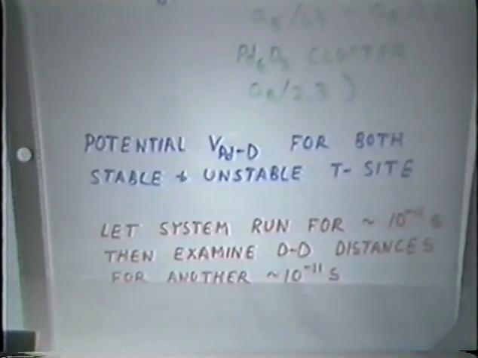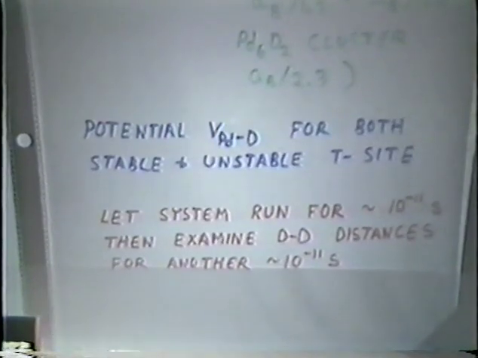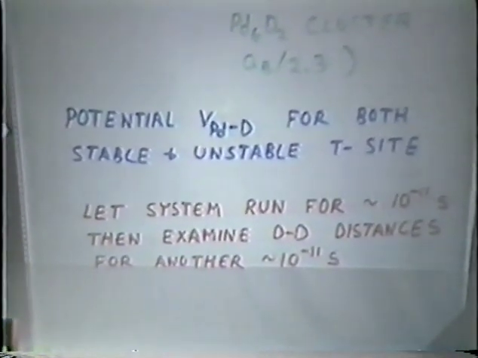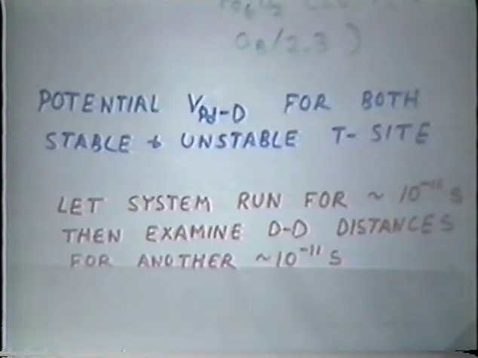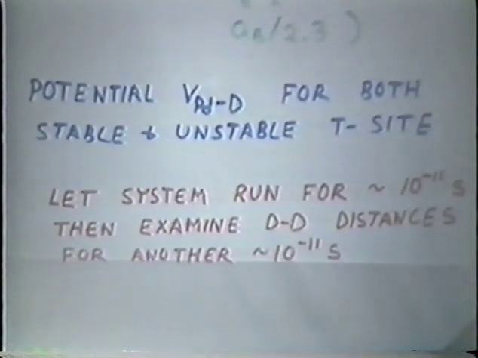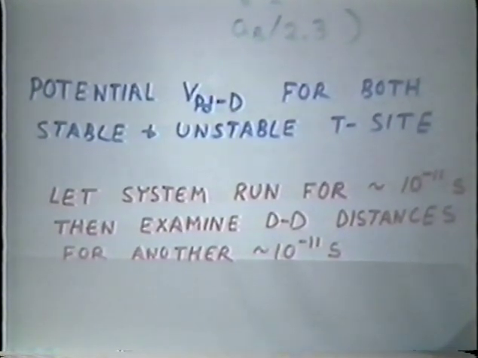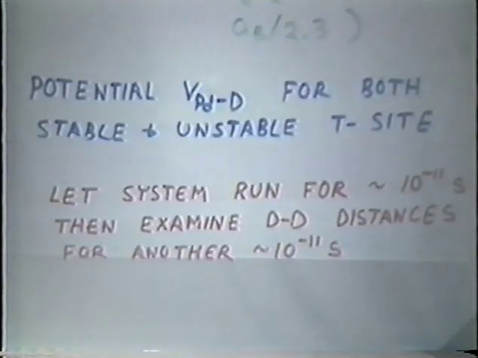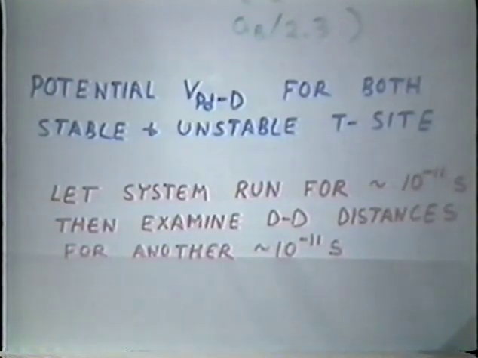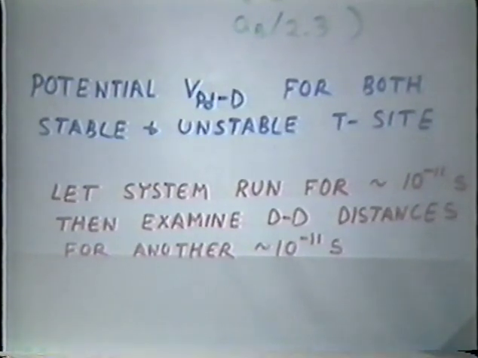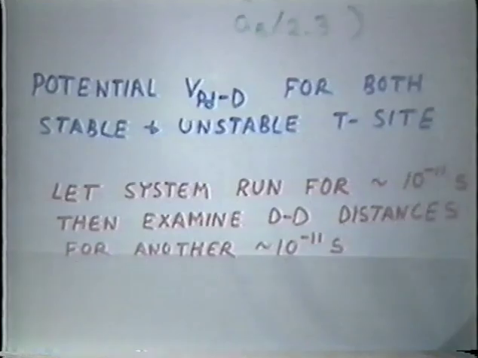Typically what one does is to let the system run for a real time of 10 to the minus 11 seconds, which in computer time is about 10 hours. Let it quiet down, come into equilibrium. Then for another 10 to the minus 11 seconds, look at snapshots of the distribution of distances. And I should point out that these simulations were done for 108 palladium atoms and 119 deuterons. And here are the results.